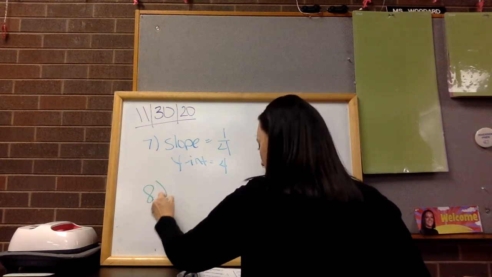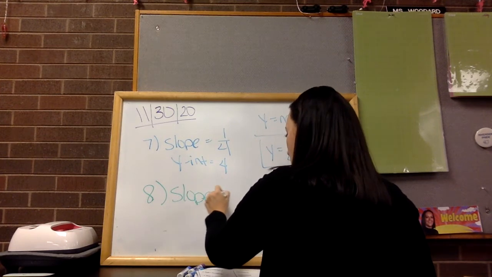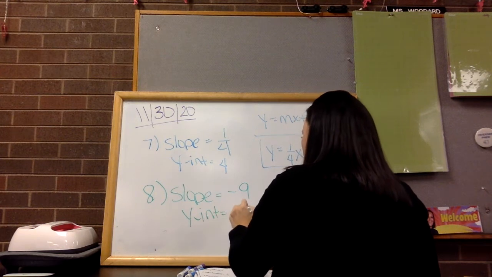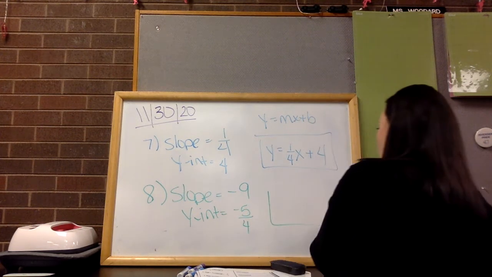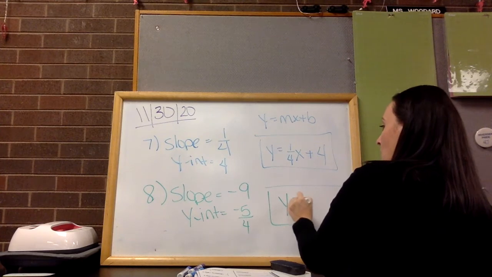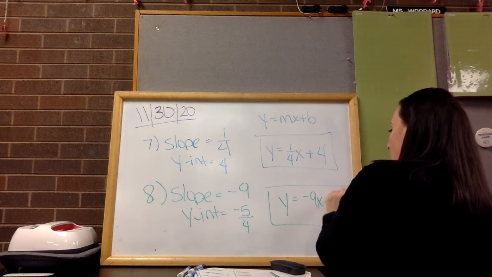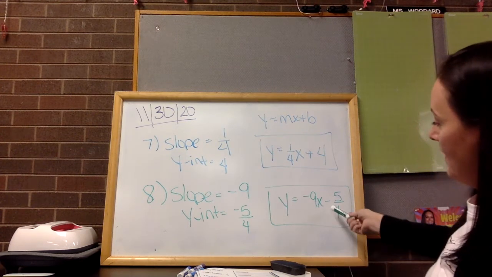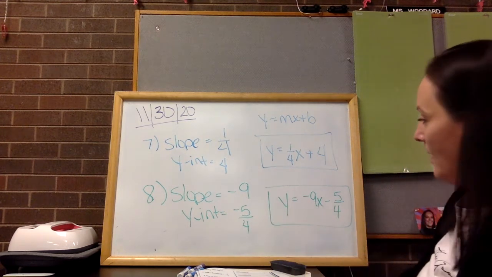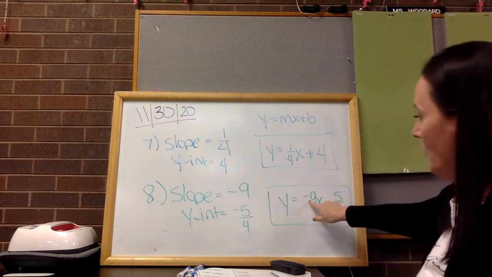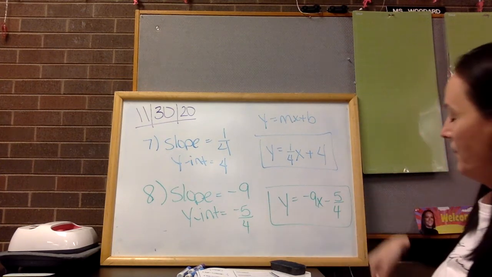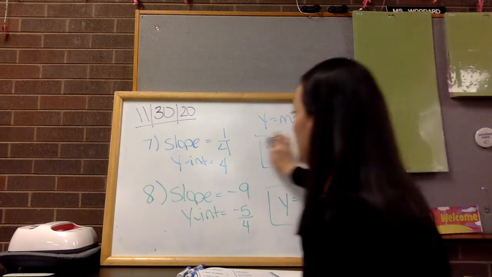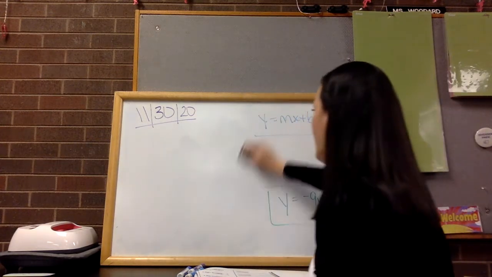Number 8 looks like this. Slope equals -9. Y-intercept equals -5/4. So to write this one, I'm going to go y equals -9x minus 5/4. And I wouldn't worry about that plus minus here. It's a negative y-intercept, negative slope, so put in that negative 9x, put in that negative 5/4. There you go. Pretty simple. You're just plugging in those m's and those b's. This should go pretty quick for you.